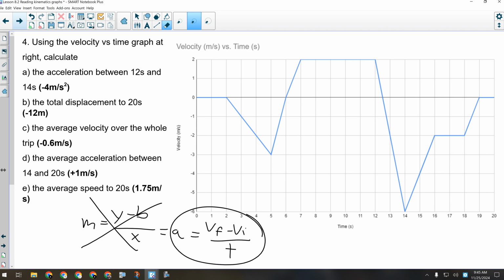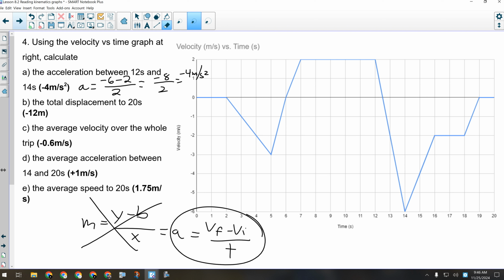Can I find all the parts of that formula? Absolutely. So for part A, a equals, at my final velocity, at 14 seconds, negative 6, at 12 seconds, positive 2, and that takes 2 seconds. So negative 6 minus 2 is negative 8. Negative 8 over 2 should give me negative 4 meters per second squared.